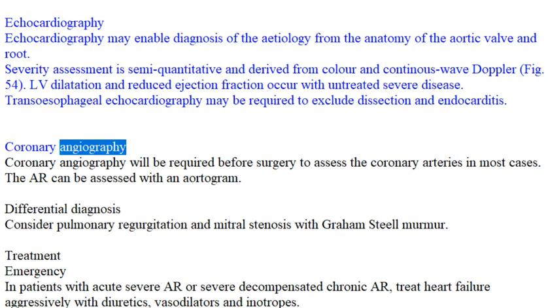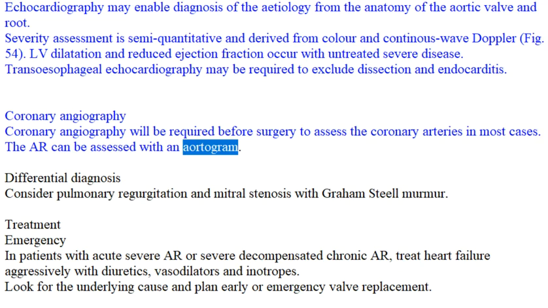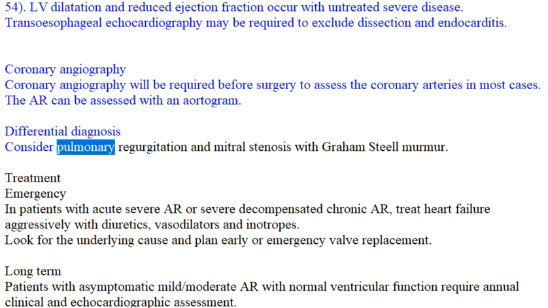Coronary angiography. Coronary angiography will be required before surgery to assess the coronary arteries in most cases. The AR can be assessed with an aortogram. Differential diagnosis. Consider pulmonary regurgitation and mitral stenosis with Graham Steell murmur.